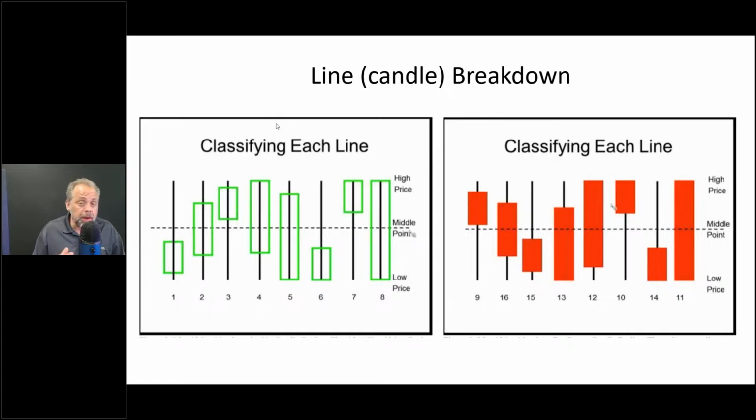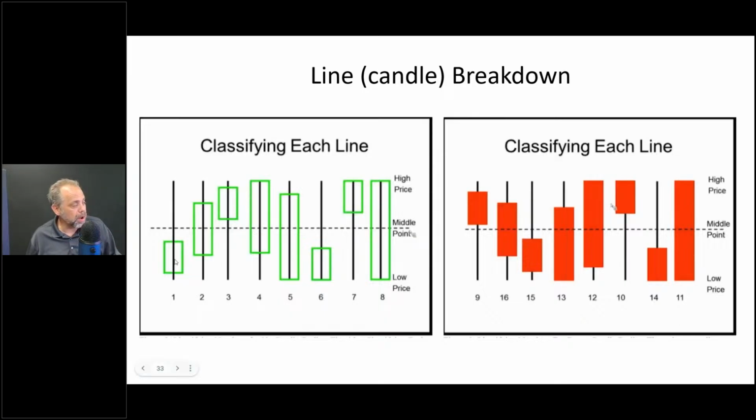The other thing that Haguro did was he went in and took those bar configurations where the high and the low were compared to the midpoint, and the open and the close, where that happened, and he classified each line.